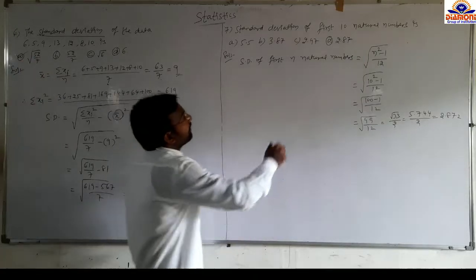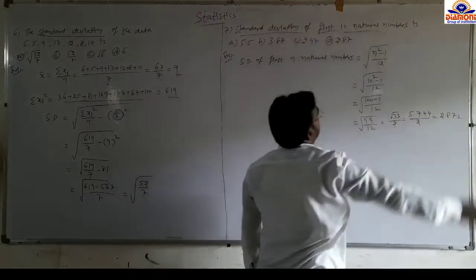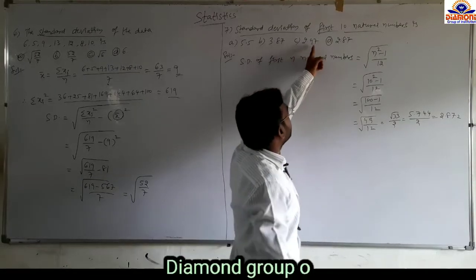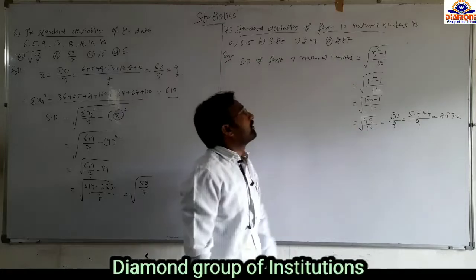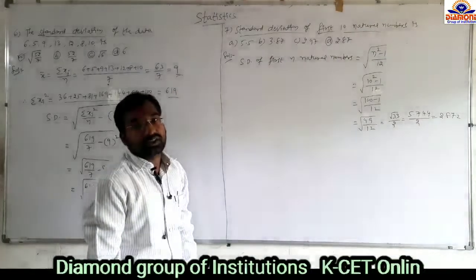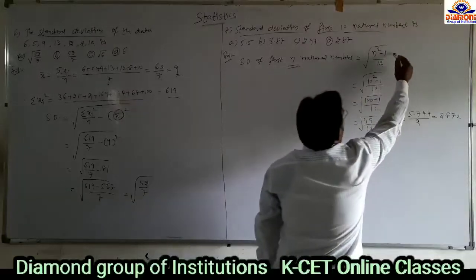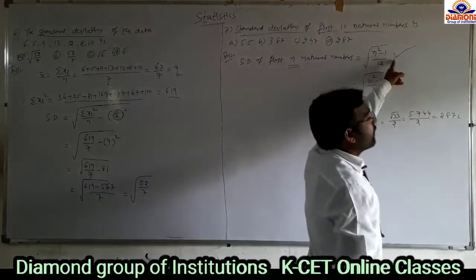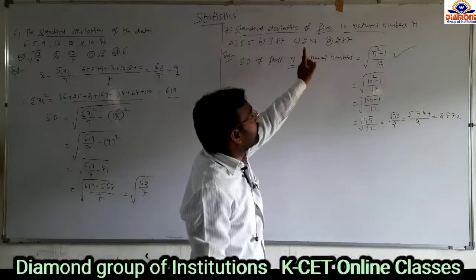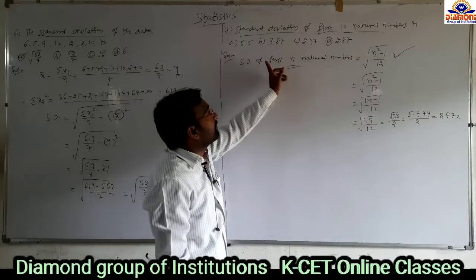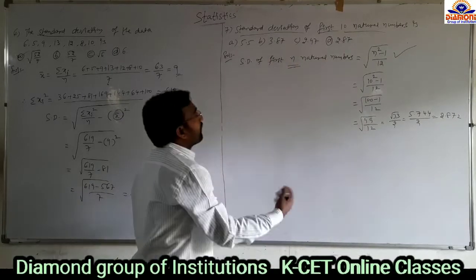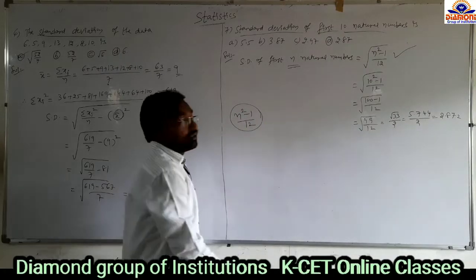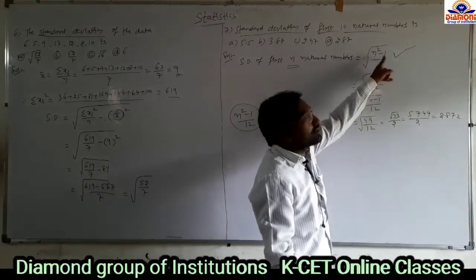Next one. The standard deviation of the first 10 natural numbers is: option A 5.5, option B 3.87, option C 2.97, option D 2.87. We know that the standard deviation of the first n natural numbers is the root of n square minus 1 by 12. You can remember this formula. For the variance, you take n square minus 1 by 12. For standard deviation, you apply the root over n square minus 1 by 12.